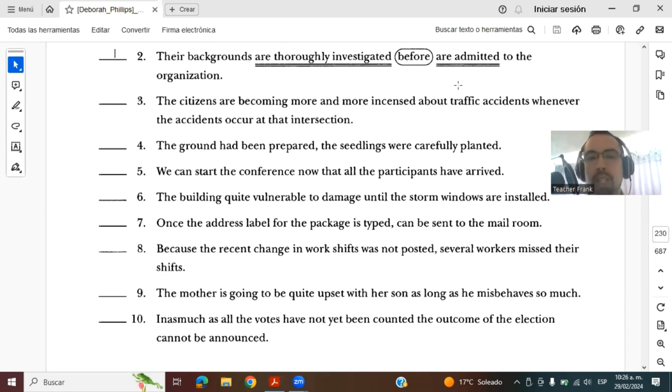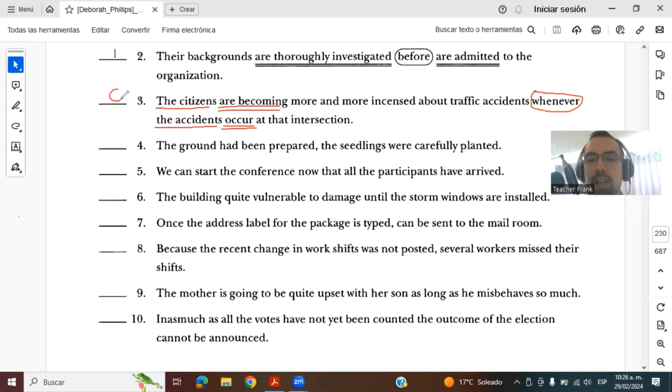Let's see. Number 3 says the citizens are becoming more and more incensed about traffic accidents whenever the accidents occur at that intersection. So are becoming is my first verb structure. Who or what are becoming? The citizens. Let's look for the other verb, occur or happen, right? Who or what occur at that intersection? The accidents. And do we have a connector between? Yes, whenever. So according to this one would be correct, right? Number 3. Yes, no problem with number 3.